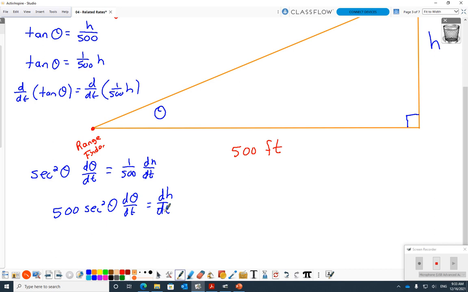So instead, I'm just going to reverse those two and go the other way around: dH dt equals 500 secant squared theta d theta dt. I've just exchanged those, because if this is equal to that, then I can just write it the other way around without worrying about the negatives and everything like that.